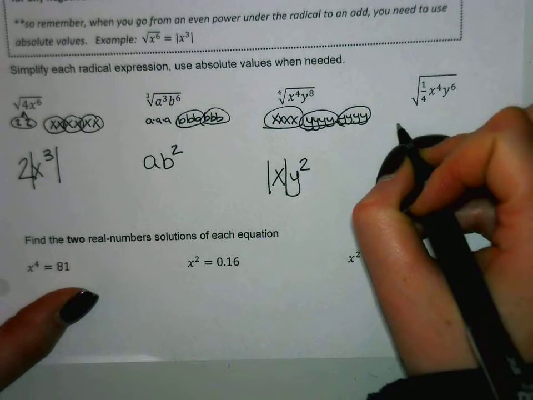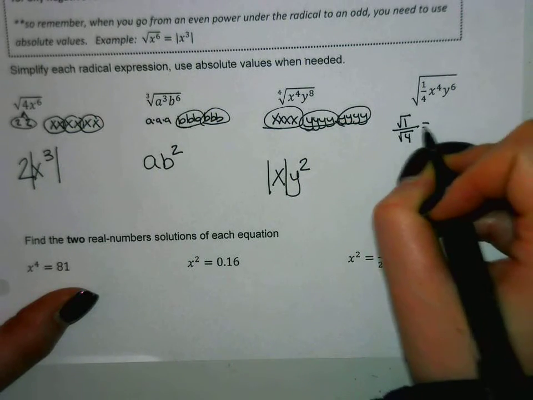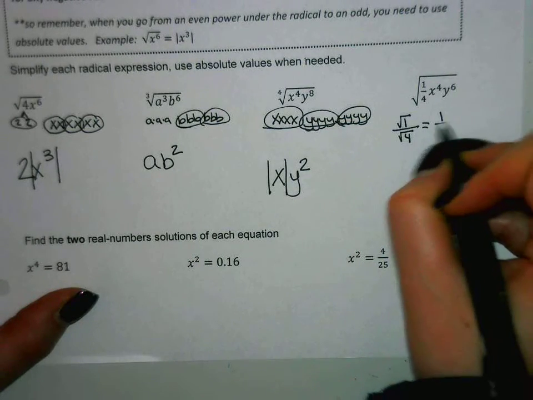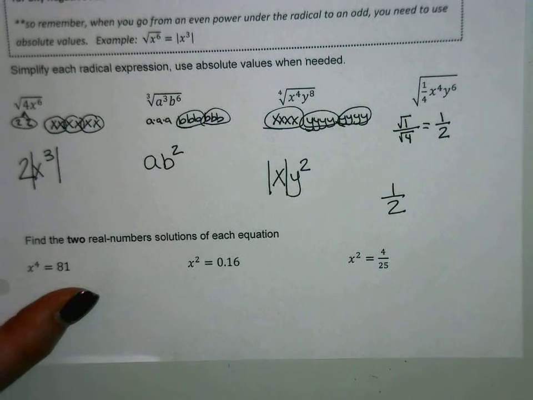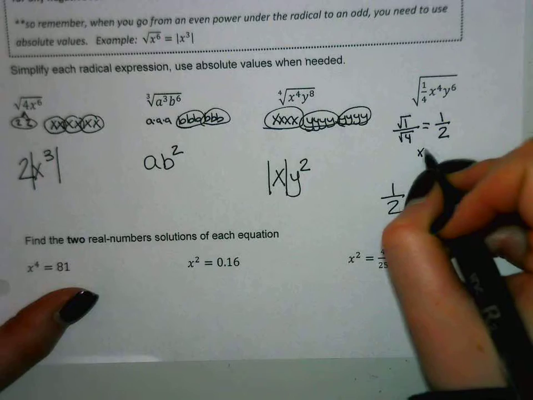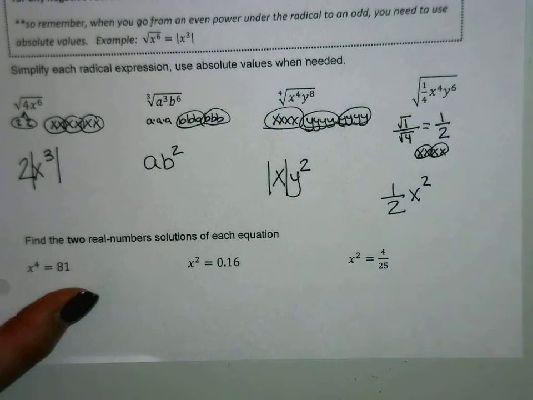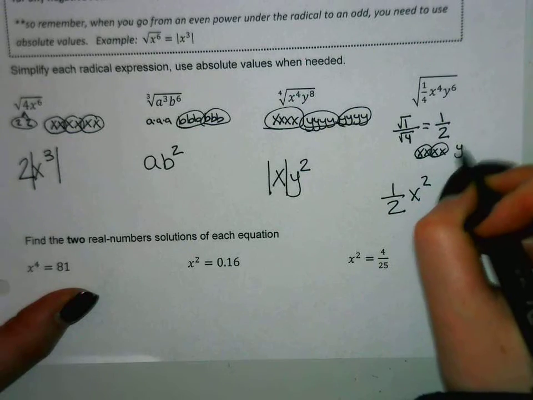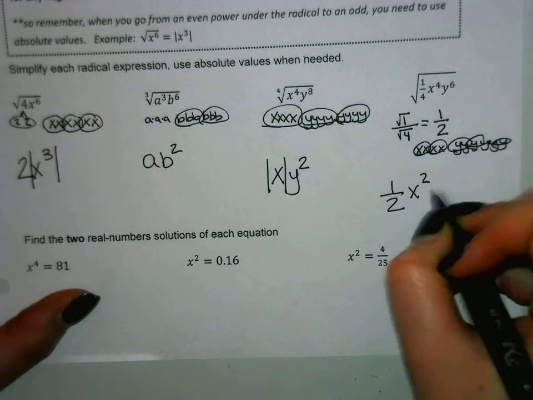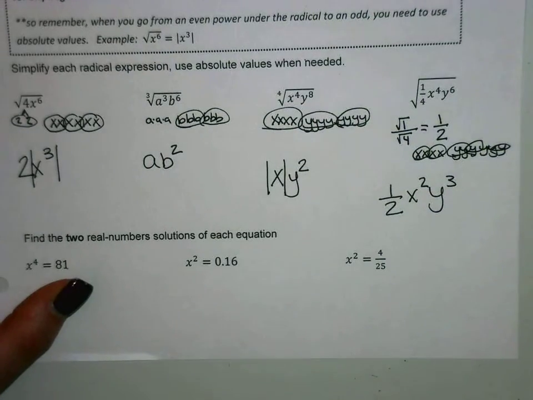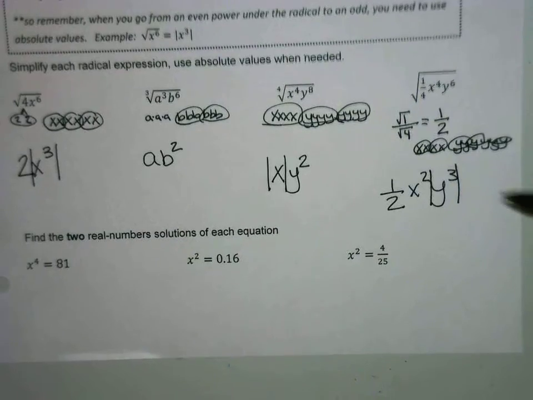Here, let's first look at our fraction. The square root of 1/4 is really the square root of 1 divided by the square root of 4. The square root of 1 is 1. The square root of 4 is 2. So we end up with 1/2. If we have 4 x's, working with the square root, that means we have 2 groups of x's. We have 6 y's, so we have 3 groups of y's. This needs absolute values because we went from a degree of 6 to a degree of 3.